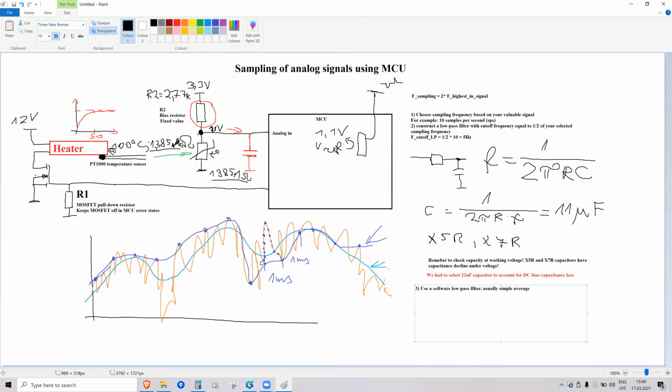So what you would do is you would make several samples per big sample and calculate the average of that. For example, if your sampling frequency is 10 samples per second, what you would actually do in the software is, when it's time to make a sample, you very quickly take, for example, 10 samples and calculate the average. I'll write it like this.